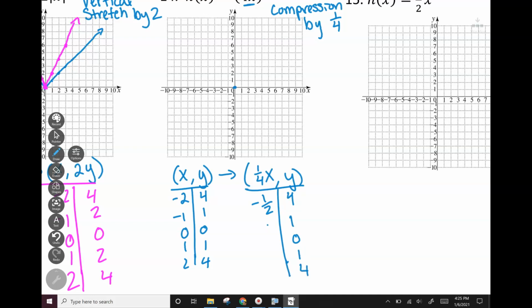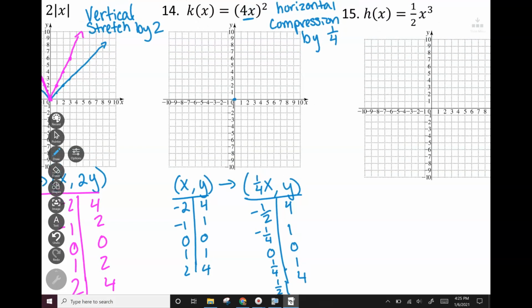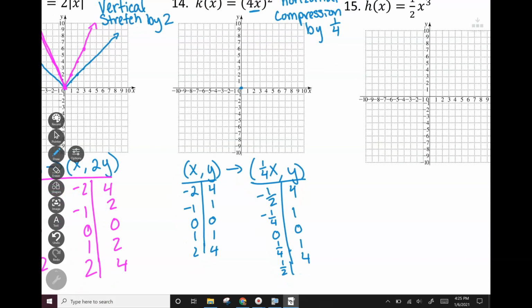Okay, so 1/4 times -1 is -1/4, 0, 1/4, and 1/2. All right, so then I can graph that. You don't even have to graph the parent function in that case. Okay, so I've got -1/2. I'm at 4. At -1/4, I'm at 1. I know that's hard to graph. Just get really close to the y-axis.